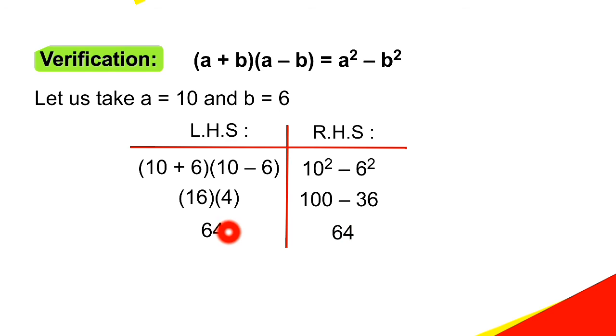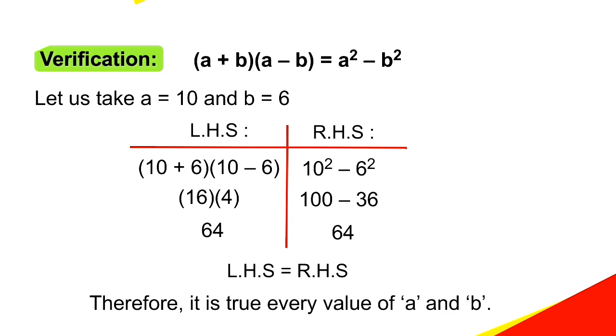Now you can see LHS is equal to RHS. Both are equal. So what can we get? LHS is equal to RHS. Therefore, it is true for every value of A and B.